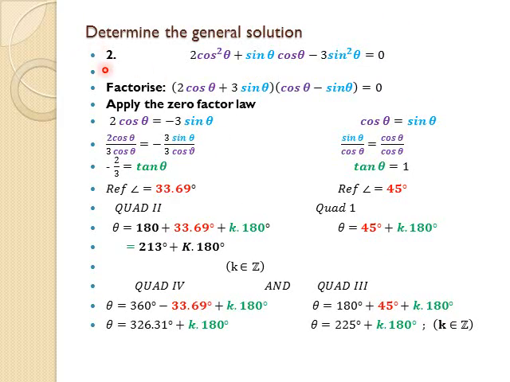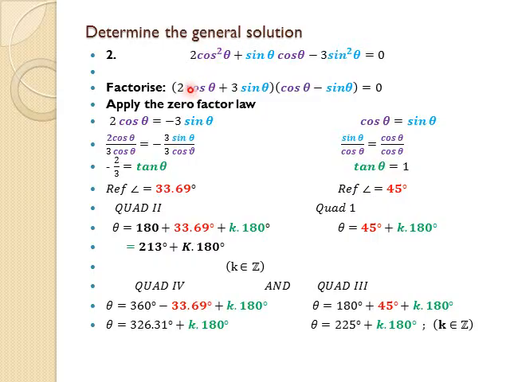Alright, now problem number 2. Given cos squared, and the square root of cos squared is cos, and they gave me sine squared, and the square root of sine squared is sine theta. So it's written there 2 cos squared theta plus sine theta cos theta minus 3 sine squared theta. That's a trinomial that I must factorize.